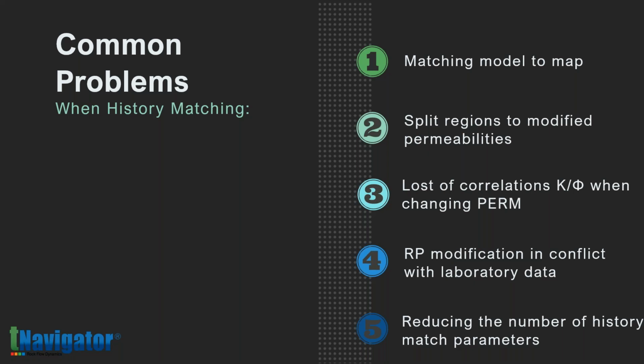Loss of correlations between permeability and porosity when changing permeability. These values of permeability and porosity in different grid blocks are correlated. Independent changes of the values in the regions destroy these correlations. Relative permeability modifications in conflict with laboratory data. Sometimes we are not allowed to change scale data since we treat this data as hard data. And reducing the number of history matching parameters can help you a lot in accelerating the matching of the model.